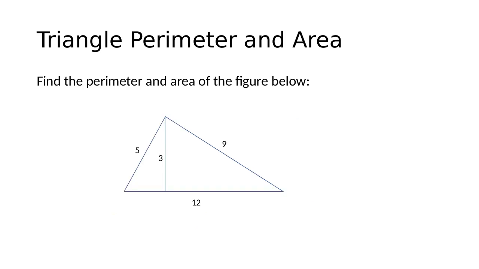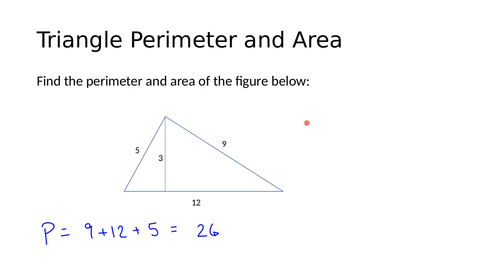Find the perimeter and area of the figure below. And the first thing we're asked to find is perimeter. And remember, those are going to be the lines on the outside of the figure. So when I'm finding perimeter, I'm not going to use the 3. That's on the interior of the figure, so we're not going to use that. We're just going to use the 9, the 12, and the 5. So to find the perimeter will be 9 plus 12 plus 5. Let's see, 9 plus 12 would be 21, plus 5 more would be 26. And that's my perimeter of this triangle.